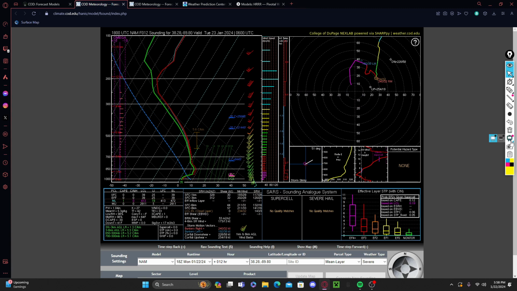You can see it even more, right? You can see this little nose looking thing and a bunch of warmer temperatures above the surface. Now, at the surface, it also isn't freezing, but it's pretty close. And depending on what happens, that could lead to some freezing rain. That's the general idea of all these.